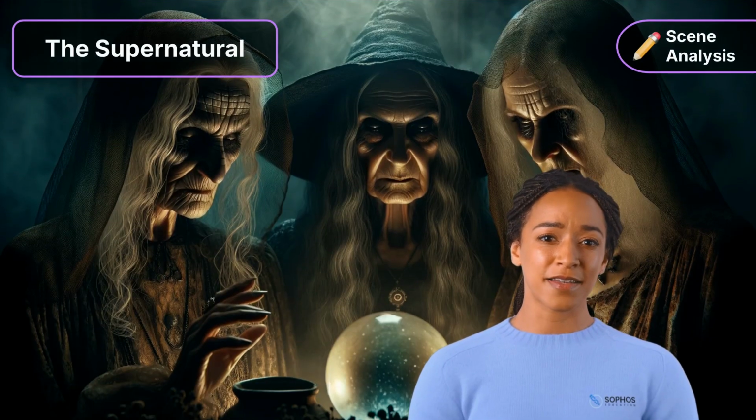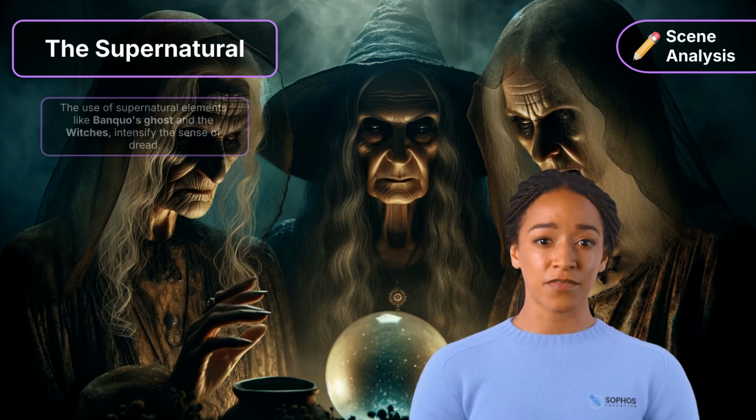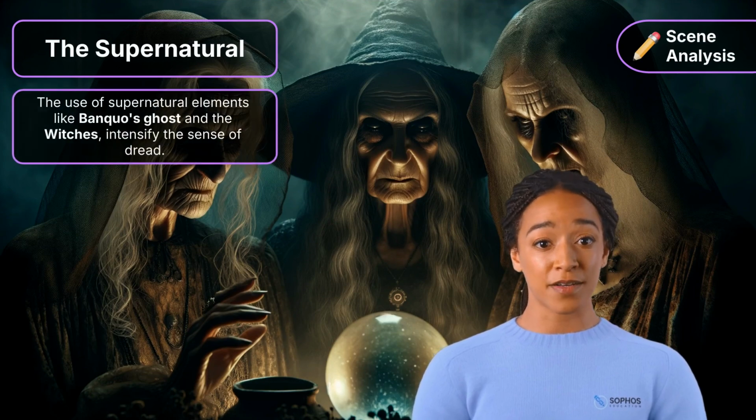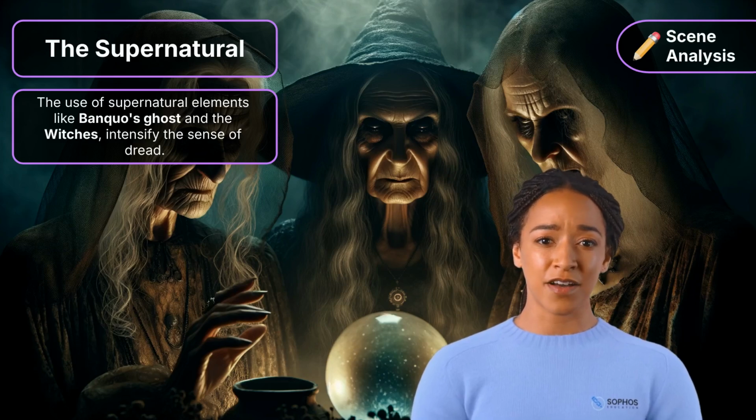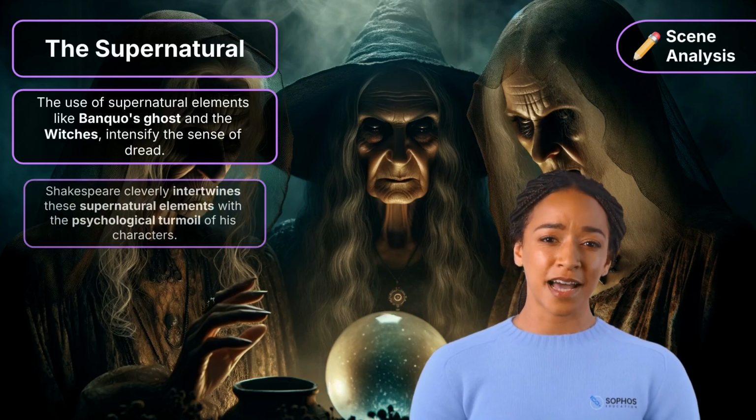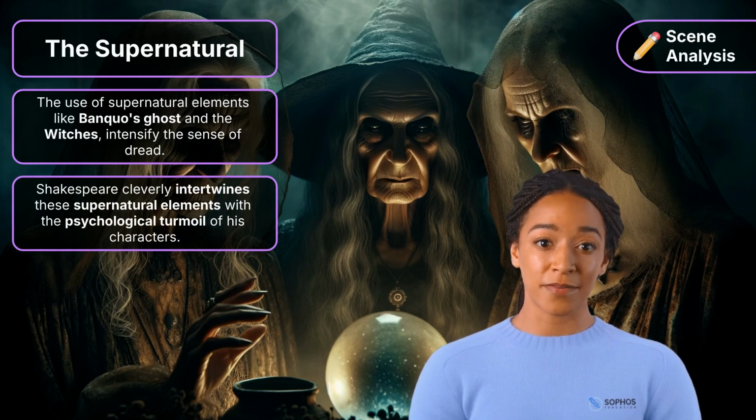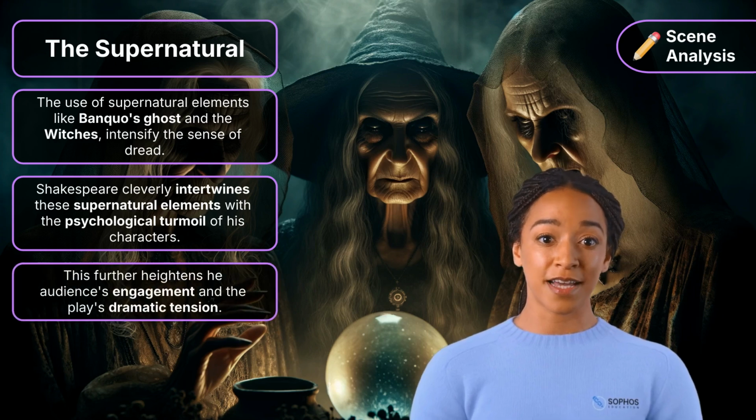Now let's look at some analysis. Shakespeare uses the theme of the supernatural, expressed through elements like Banquo's ghost and the witches, to add a chilling tone and intensify the sense of dread. Shakespeare cleverly intertwines these supernatural elements with the psychological turmoil of his characters, further heightening the audience's engagement and the play's dramatic tension.